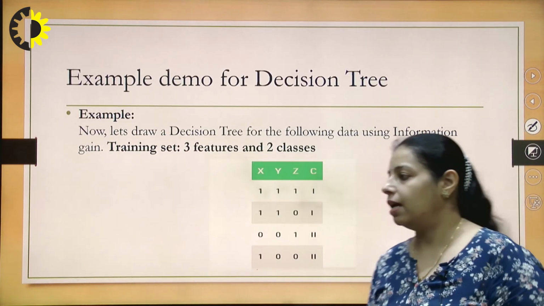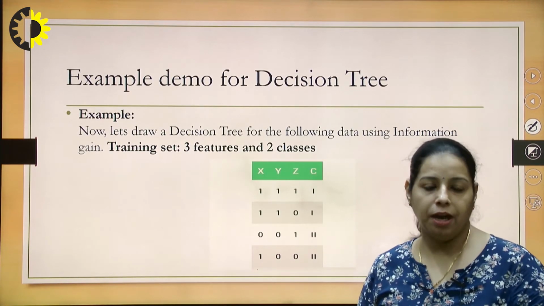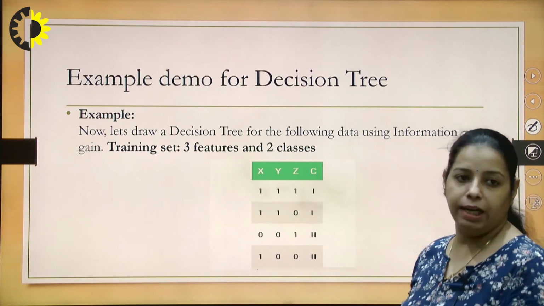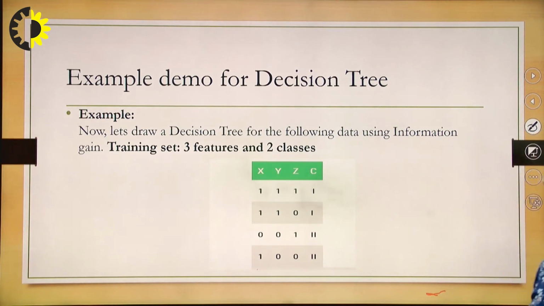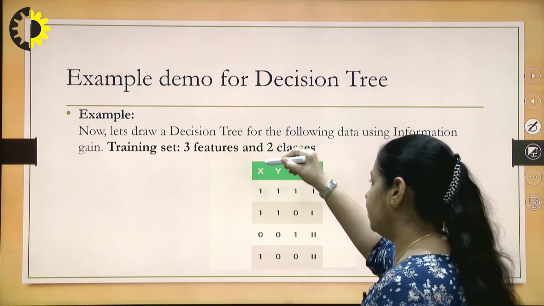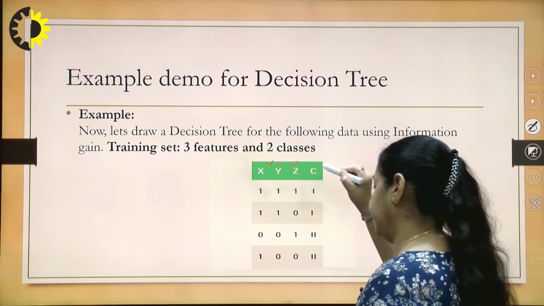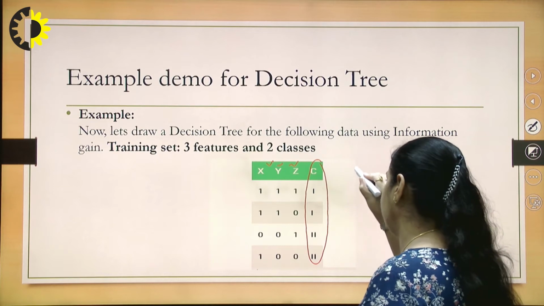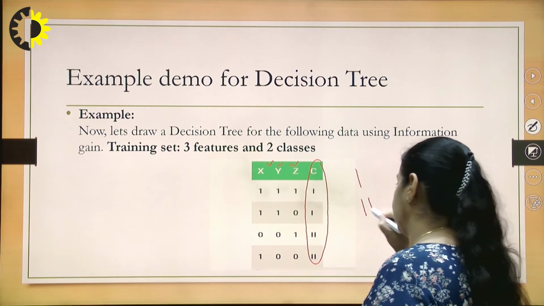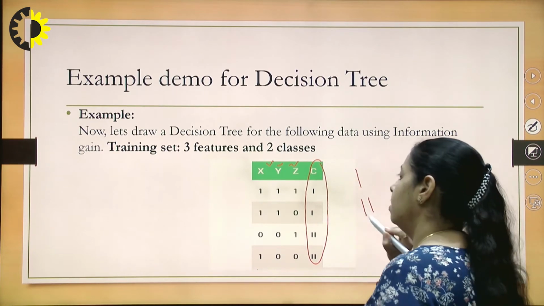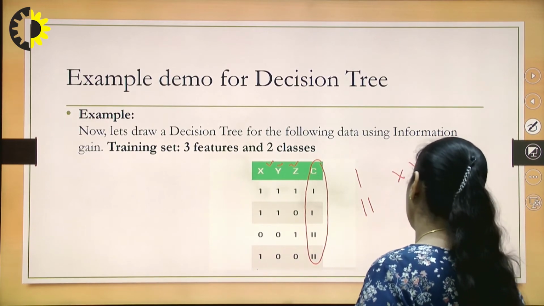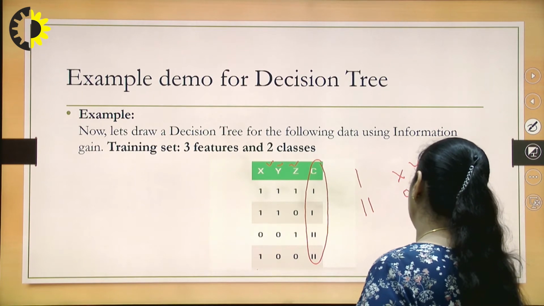Now, let's take another demo for a decision tree. Suppose we have a data set in this form. We have certain features related to it, and in these features we have certain classes also. Suppose we have 3 features, x, y and z, and this is the class category. We have 2 types of classes. One class is this, another class is this. We have these 3 features, x, y and z, and their attributes are in binary form, 0 and 1.